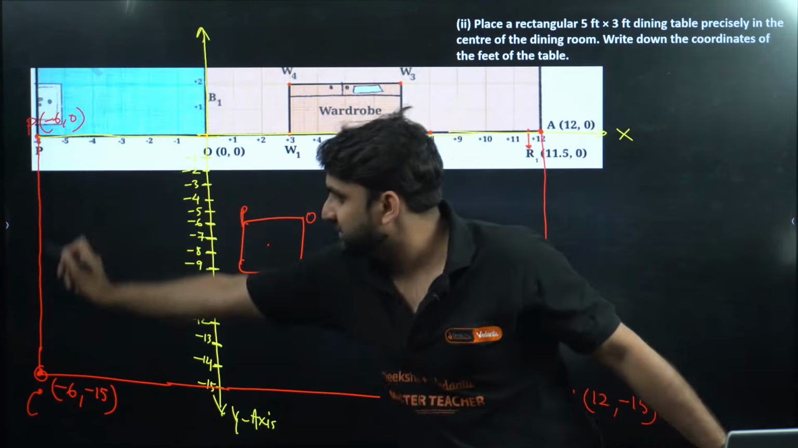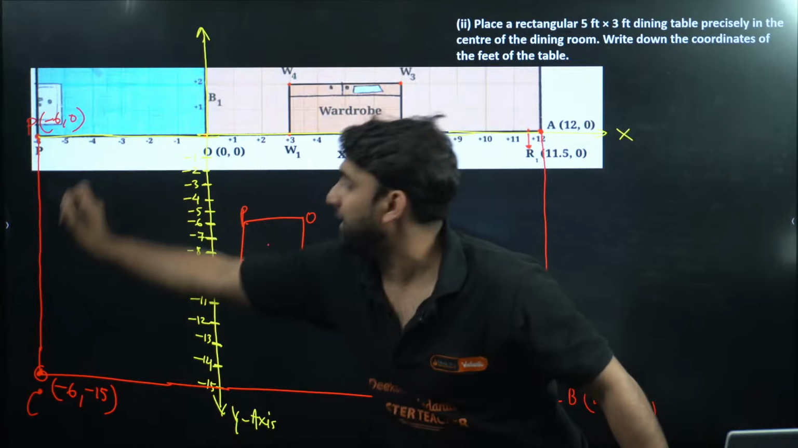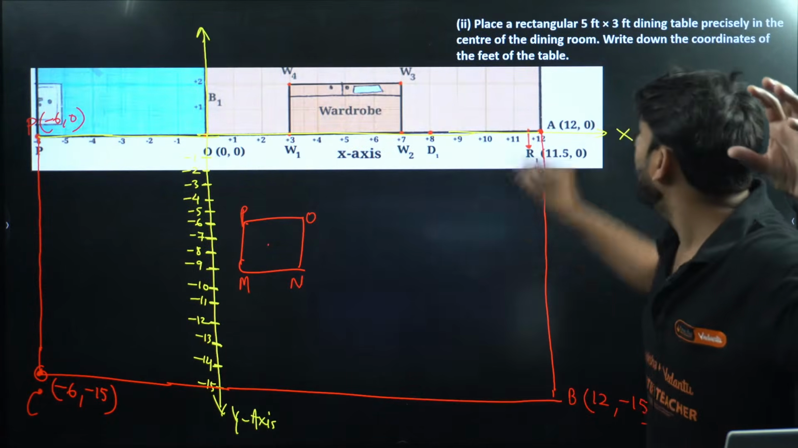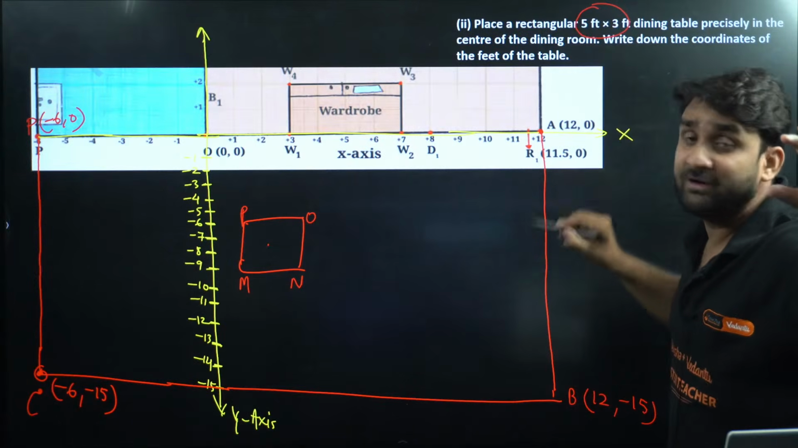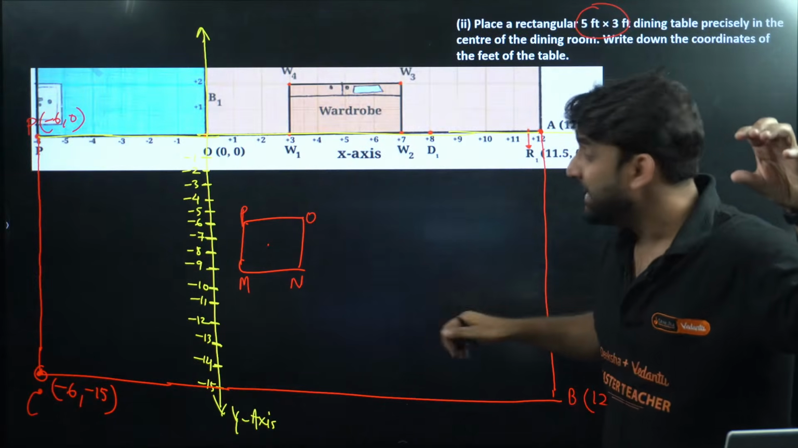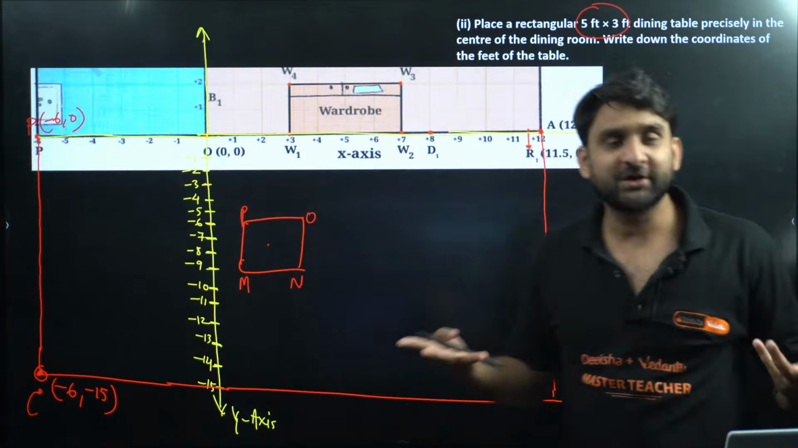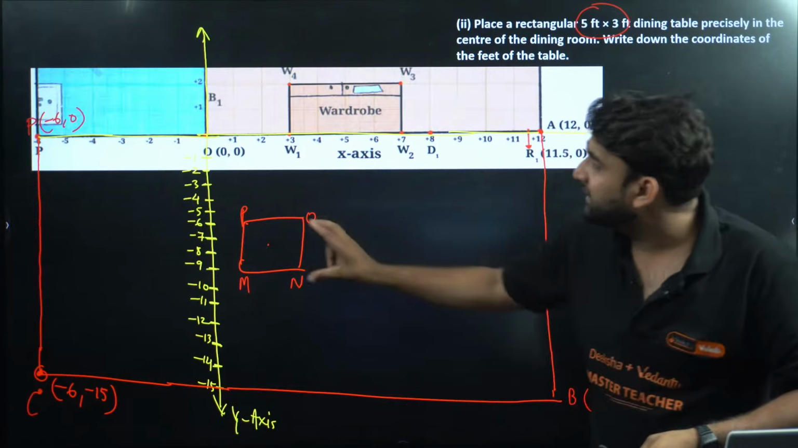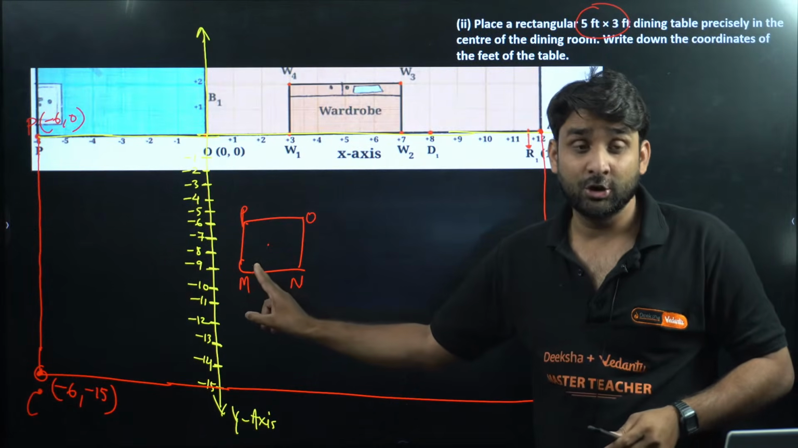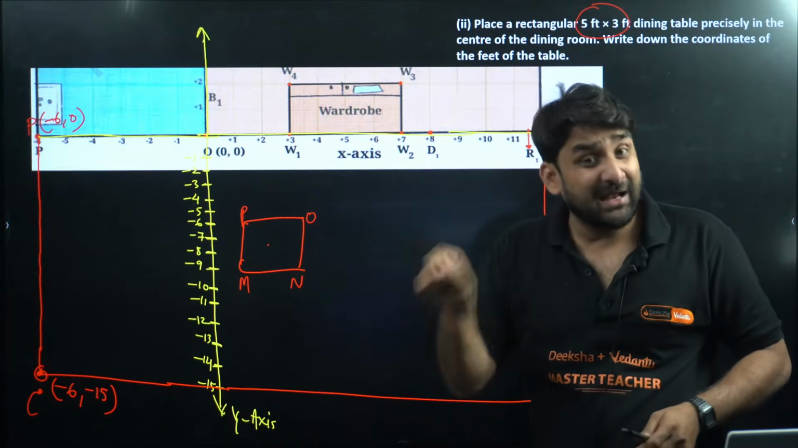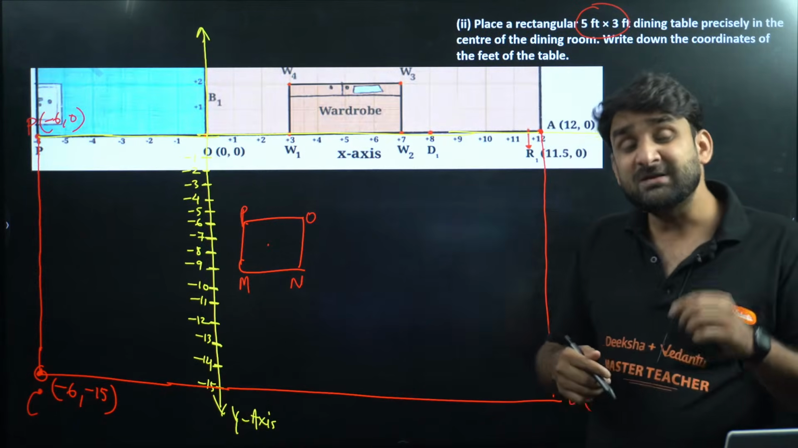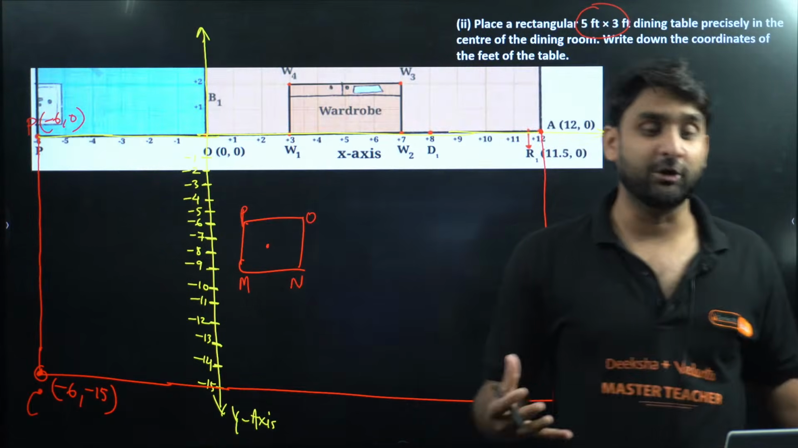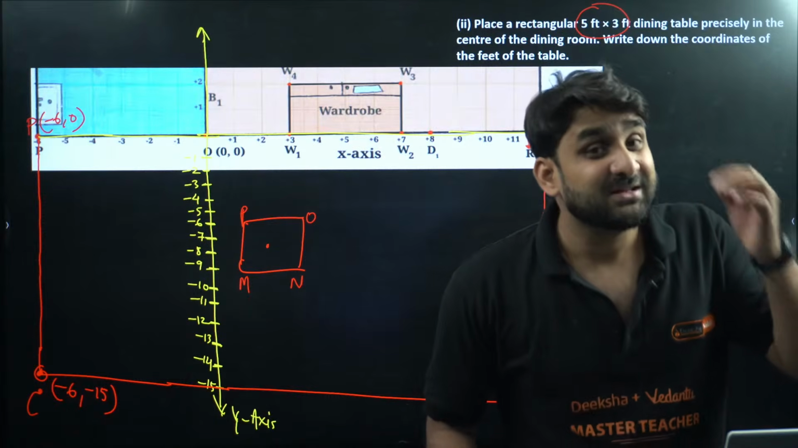So this complete red color part is the dining room, and we have to place a dining table of dimension 5 feet cross 3 feet precisely at the center of this room. This is the question. Let's imagine that the table is placed here. To place the dining table exactly at the center of the dining room, we must have the coordinate of the center of the dining room first. Where is the center of the dining room? So we are going to find out first the center of the dining room.